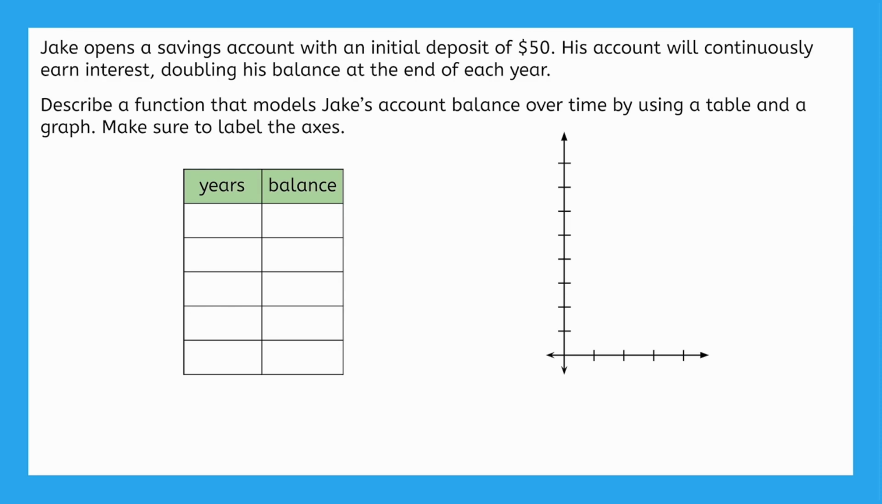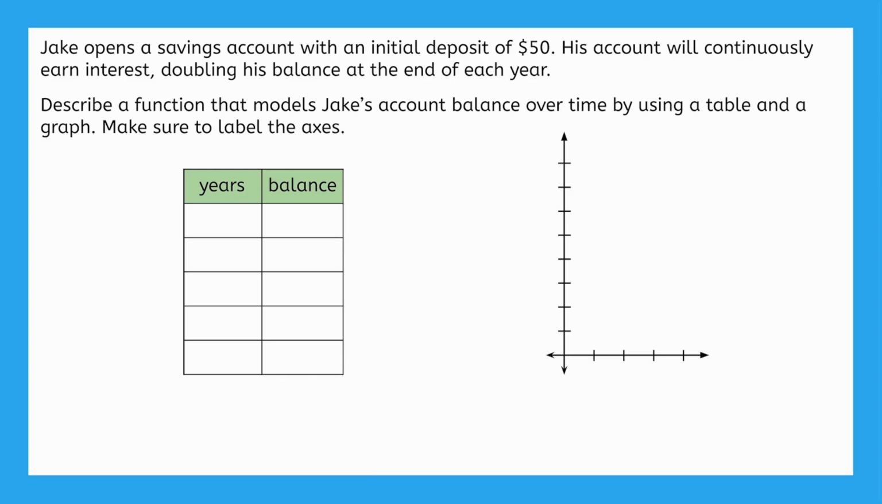The problem reads, Jake opens a savings account with an initial deposit of $50. His account will continuously earn interest, doubling his balance at the end of each year. Describe a function that models Jake's account balance over time by using a table and a graph. Make sure to label the axes.